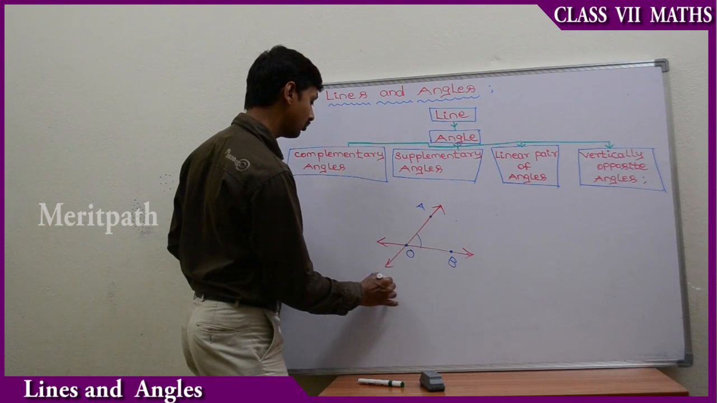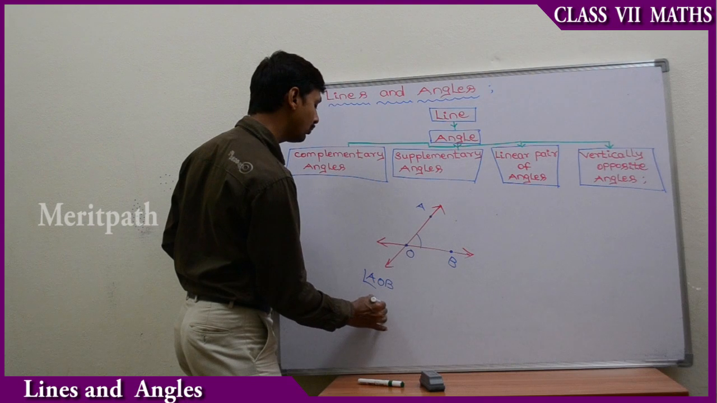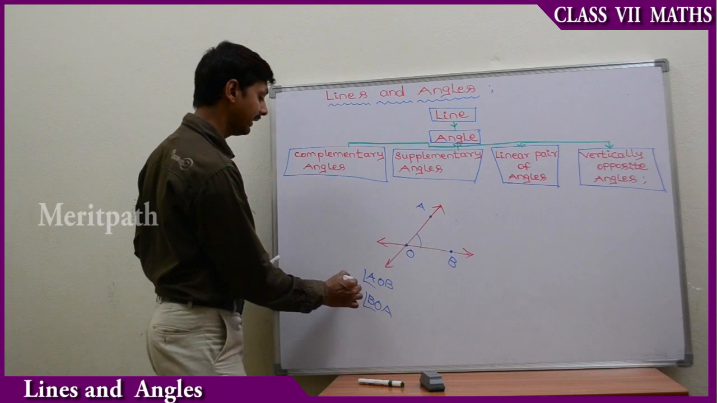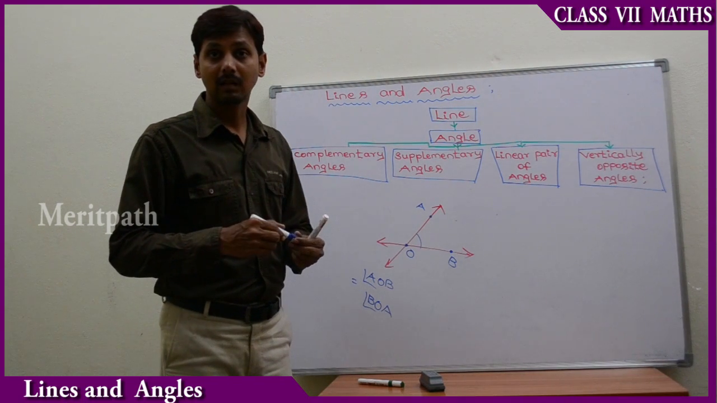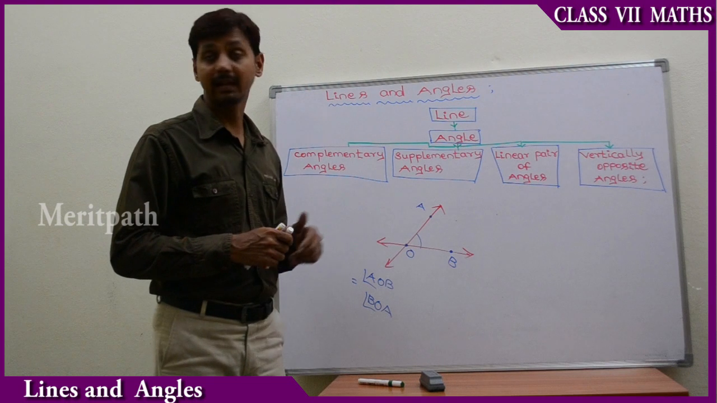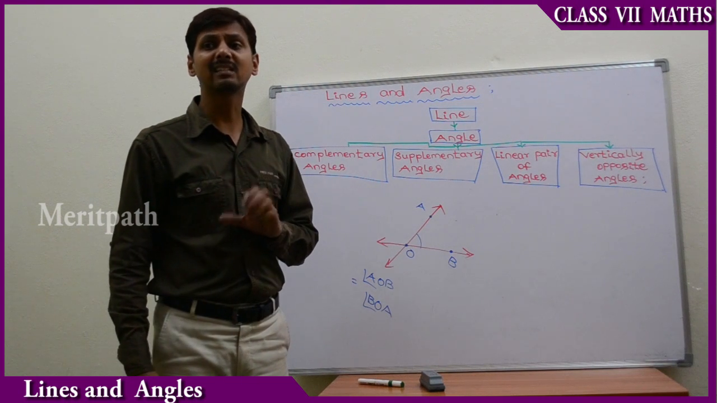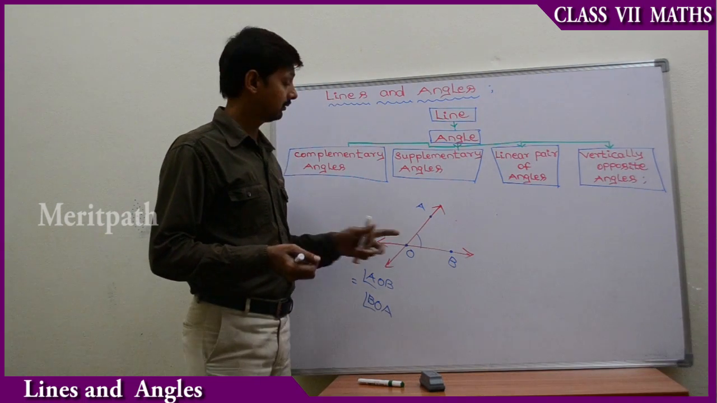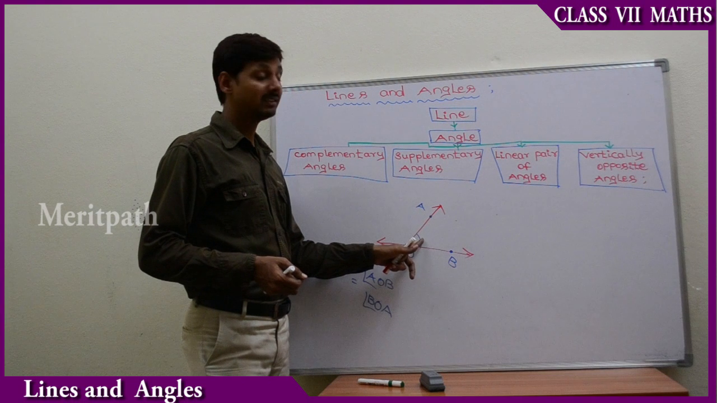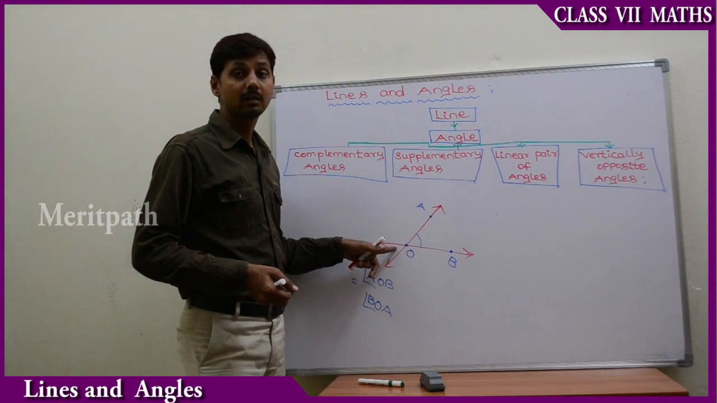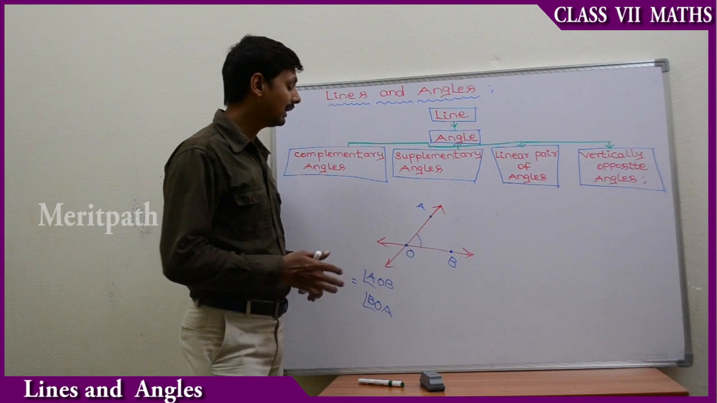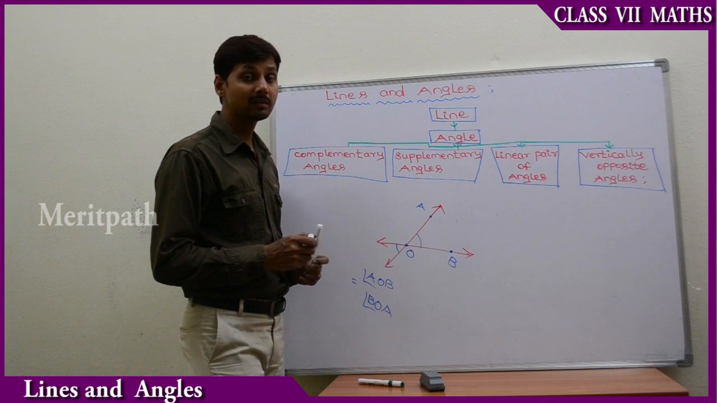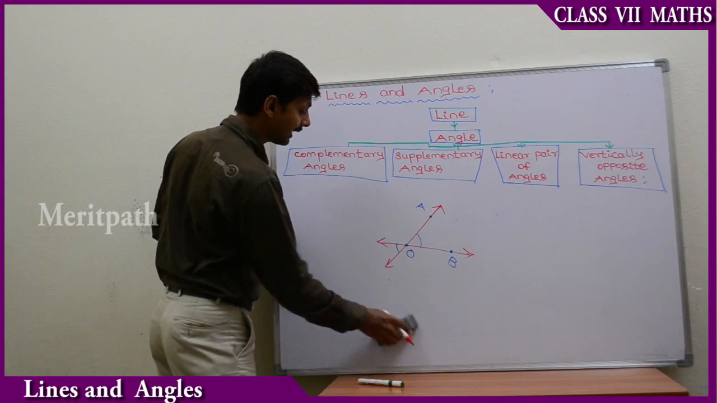So we can call it angle AOP, or BOA, or angle BOD. Both are equal. When two lines intersect, they form an angle. This is one angle, and exactly opposite to it, another angle is formed. These angles are called vertically opposite angles.